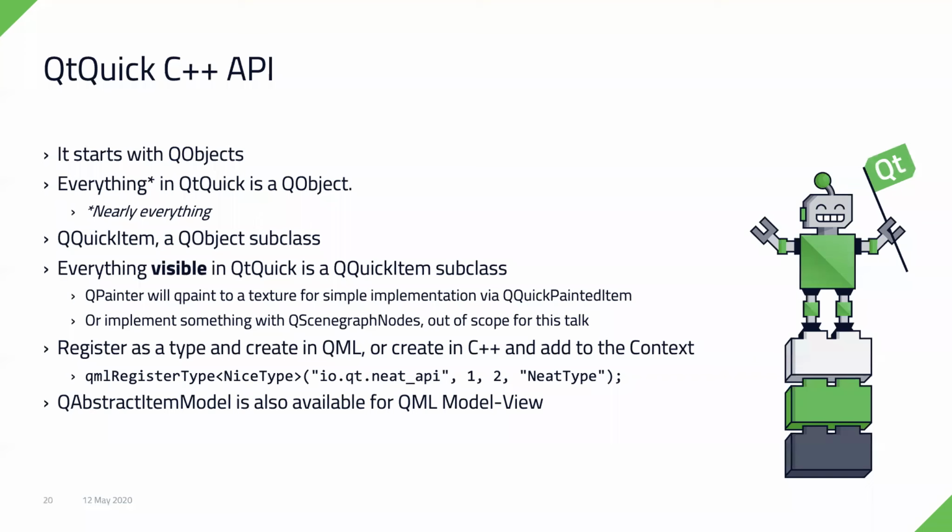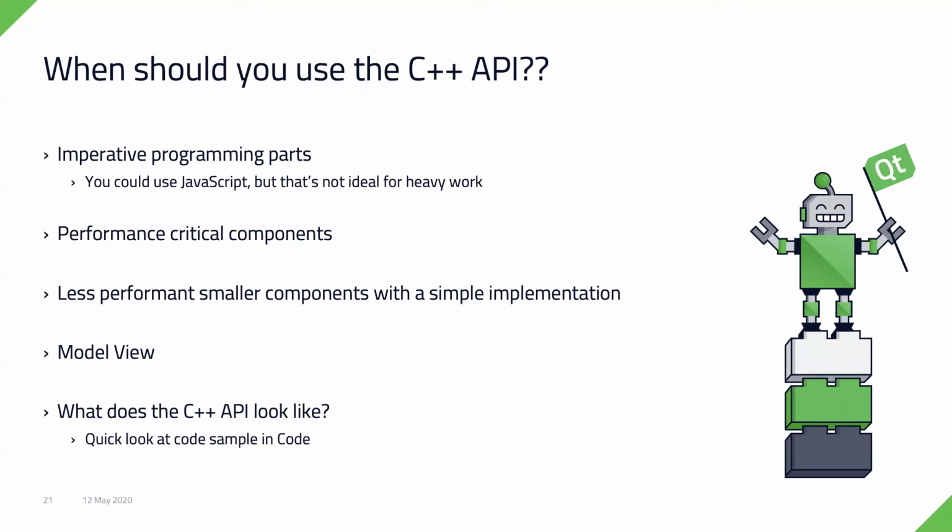There's also QAbstractItemModel. If you're familiar with the Qt model view framework already, the C++ part, QAbstractItemModel, works in exactly the same way. It just plugs into the QML views like ListView and GridView and so forth, in a very similar way. It's almost the same.